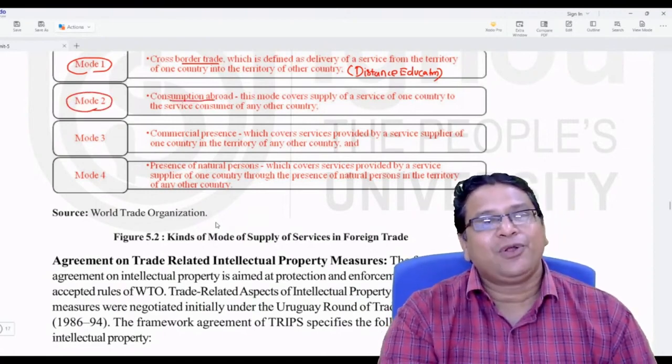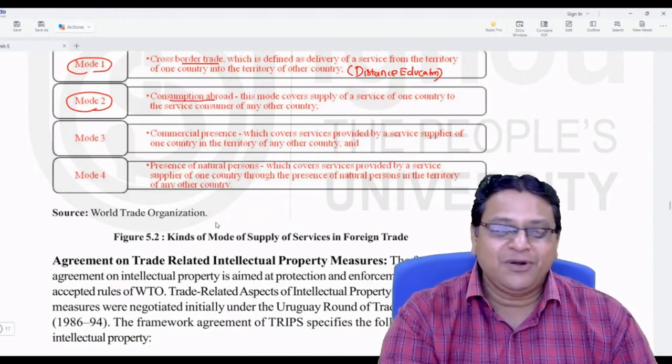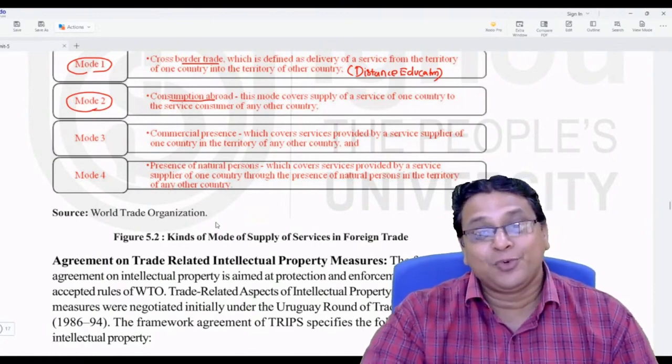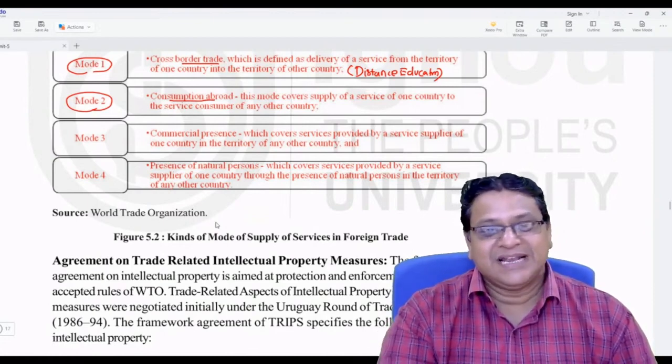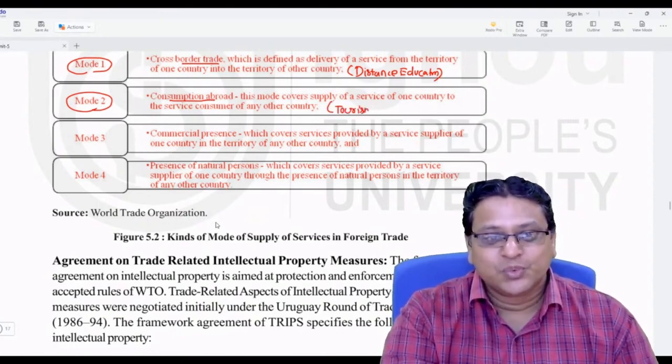First one is cross-border trade, second one is consumption abroad. In order to get the service, I have to go to the foreign country. Let's take an example. Tourism is mode 2.